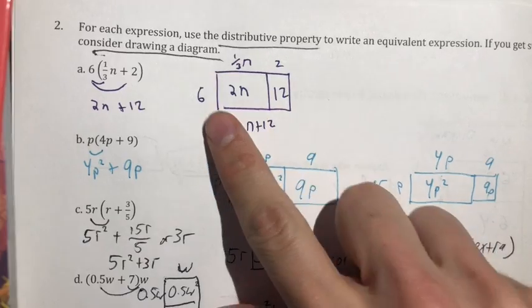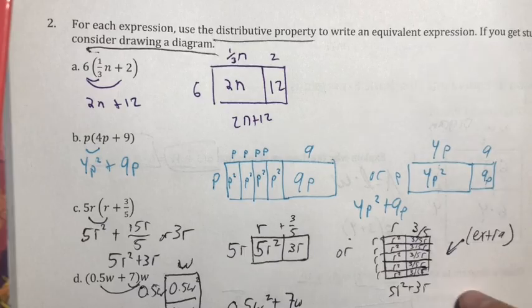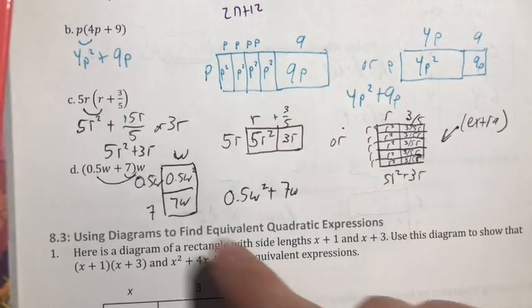You could have drawn diagrams for all these. It looks like this. This one's extra, this one's super extra. I don't know what I was thinking. This one's good, that one's good.